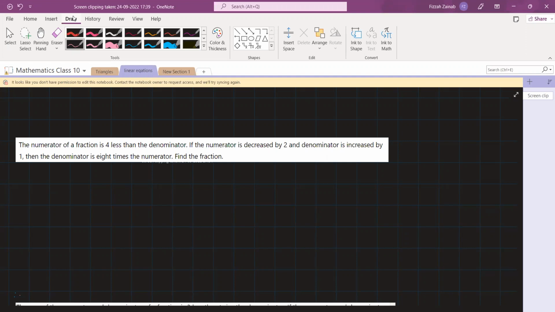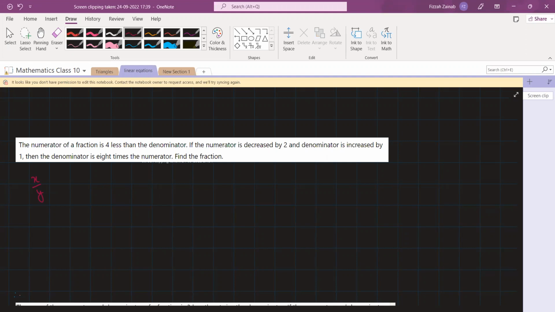Ma'am, it is 3/7. Yeah, that's right. Harsha, are you getting it? Ma'am, can you explain? Okay, let us solve it. So you just assume the fraction to be, let's say, x upon y.